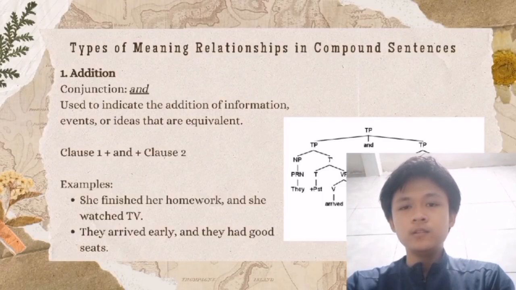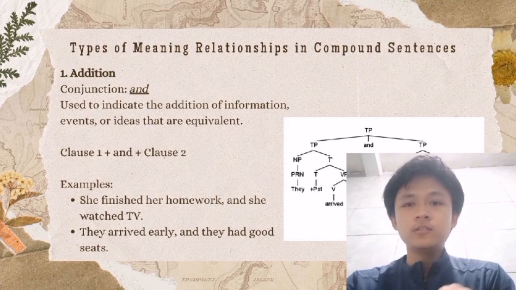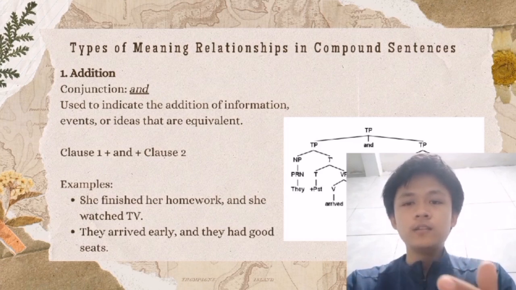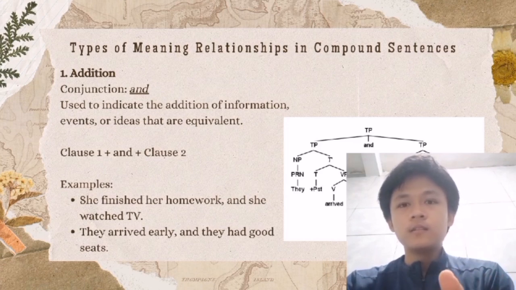The first relationship is addition, which is expressed by the conjunction and. This conjunction is used when the second clause adds information to the first clause without any contrast or cause and effect relation. For example, they arrived here and they had good seats. In this sentence, both clauses are independent and equally important. The second clause simply adds another event to the first one.